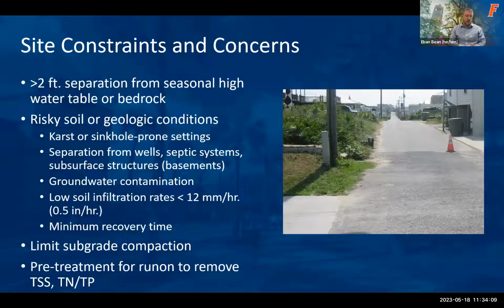Permeable pavements can be really good, particularly in situations where it functions as pre-treatment, where you have run-on or impervious areas that run to it, to remove total suspended solids and particulate forms of nutrients and other pollutants of concern.